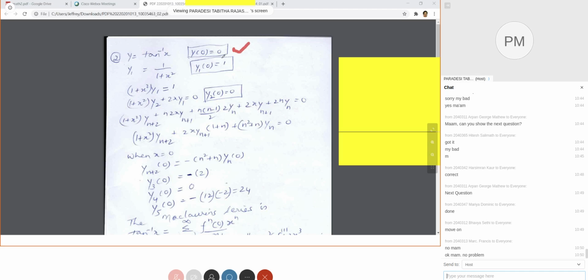Y is equal to tan inverse x, so y of 0 is 0. Next, differentiate tan inverse x, 1 upon 1 plus x square. Now, wherever x is there, you put a 0, y1 of 0 is a 1. Confirmed. Cross multiply, take the 1 plus x square that side, 1 plus x square into y1 equal to 1. Now differentiate product rule, 1 plus x square into derivative y2 plus derivative of 1 plus x square, which is a 2x, 2x into y1 equal to 0. So now wherever x is there, you put a 0 and confirm to me whether y2 of 0 is right.